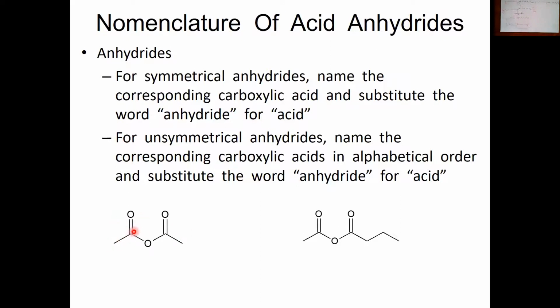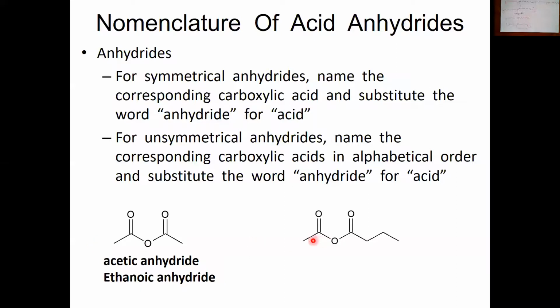So this side is a 2-carbon would-be carboxylic acid, and this side is a 2-carbon would-be carboxylic acid. So it's a symmetric anhydride. So this 2-carbon carboxylic acid would be acetic acid, so it becomes acetic anhydride. That's the IUPAC name. A 2-carbon carboxylic acid IUPAC is ethanoic anhydride.